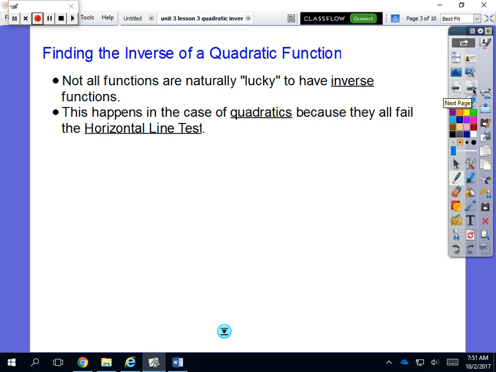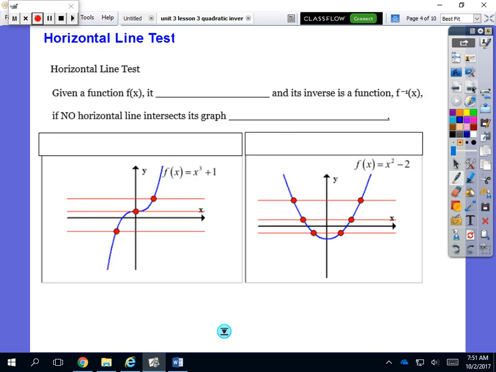Okay, so not all functions are naturally likely to have inverse functions, and quadratics don't pass the horizontal line test, so they're not one-to-one, or they don't have an inverse. They fail the horizontal line test. The horizontal line test, just to review: a function is one-to-one, and its inverse is a function, if no horizontal line crosses its graph more than once.